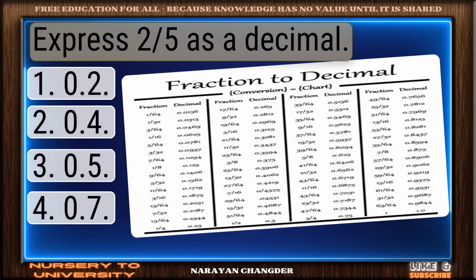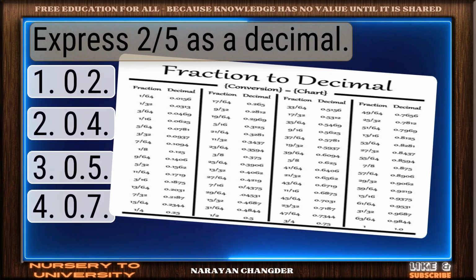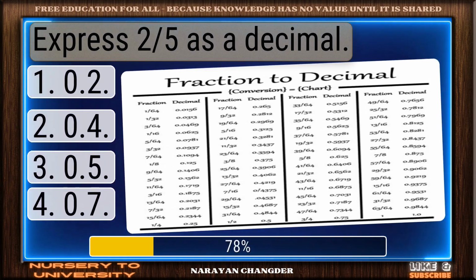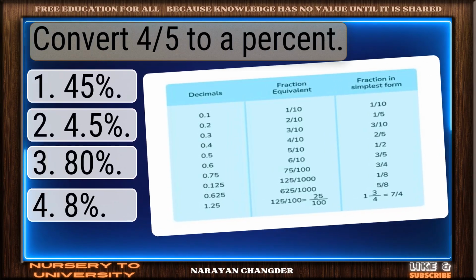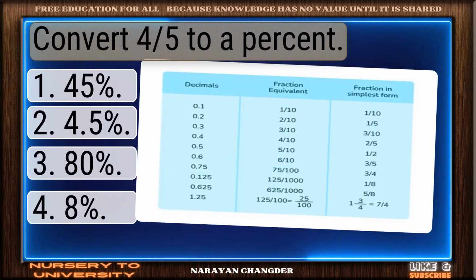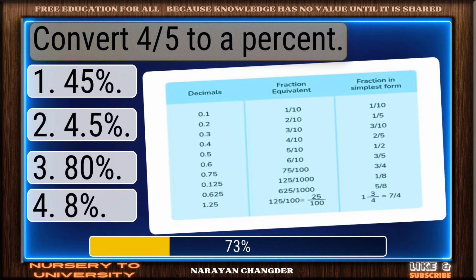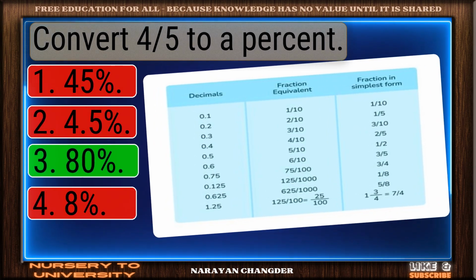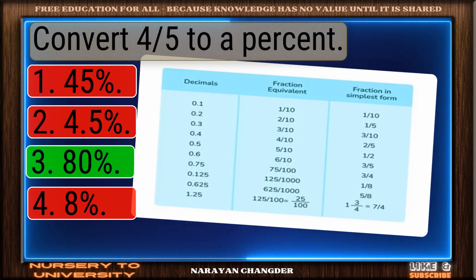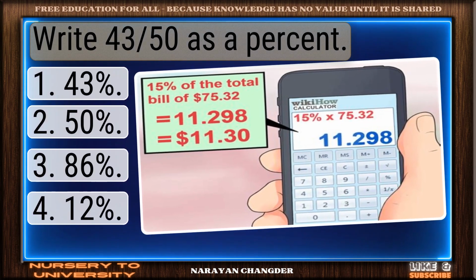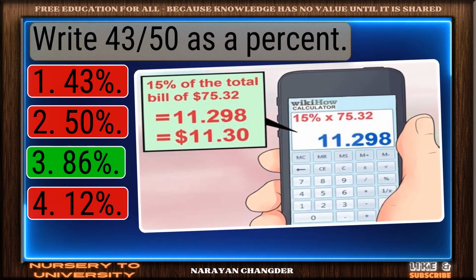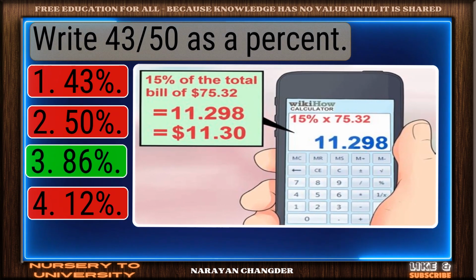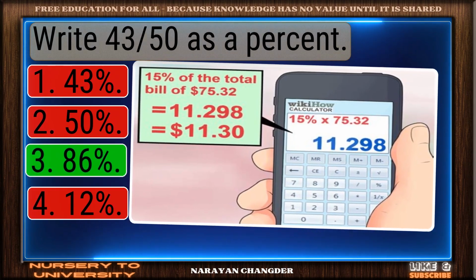Question number 85. Express 2p5 as a decimal. Bravo. 2.4 is the answer. Question number 86. Convert 4p5 to a percent. Excellent. 80% is a brilliant choice. Question number 87. Write 4350 as a percent. Well done. 86% is the right choice.